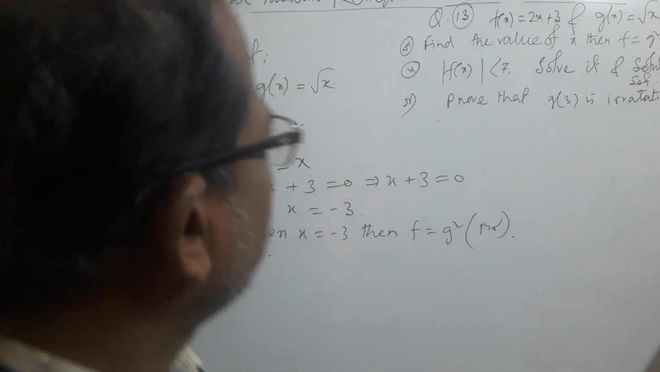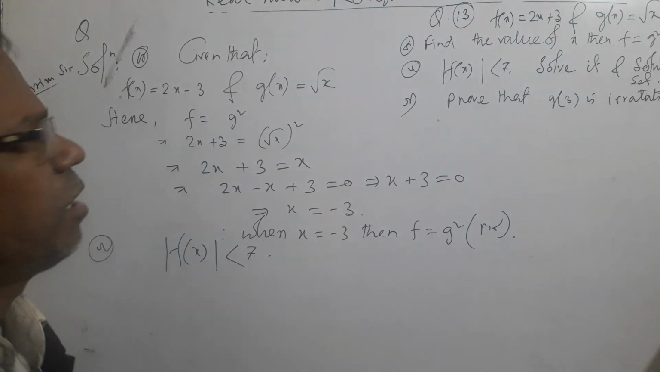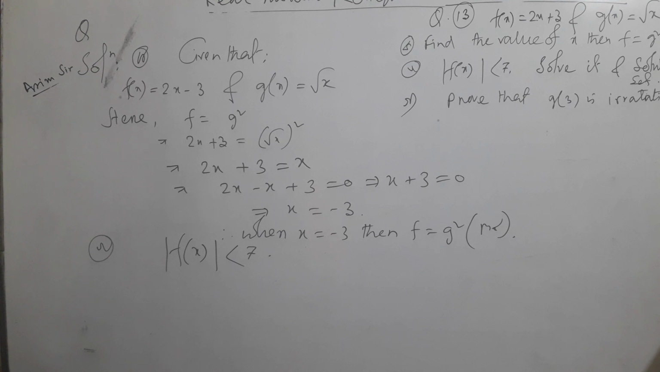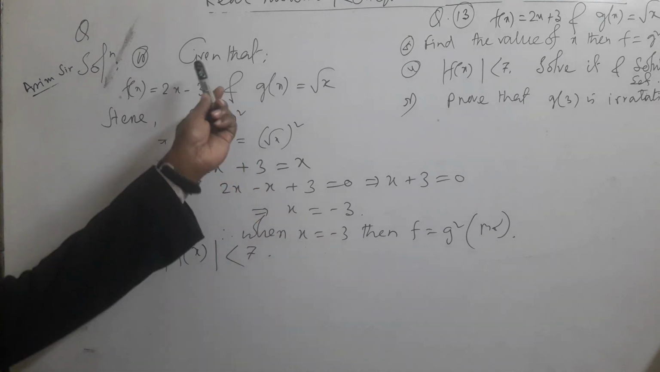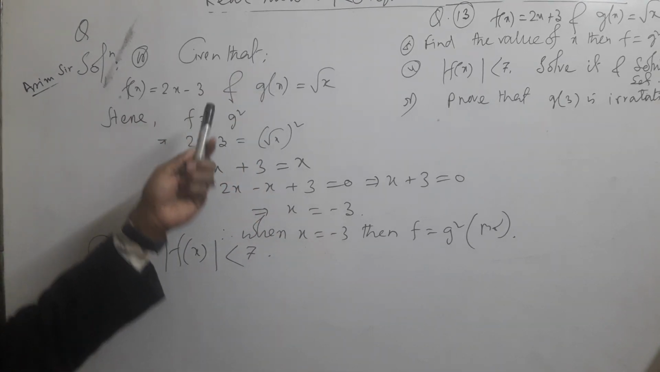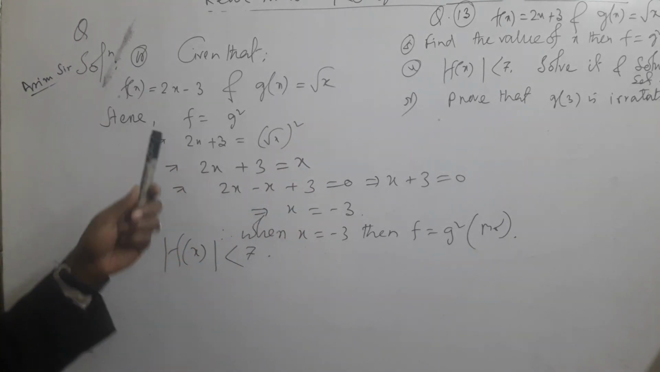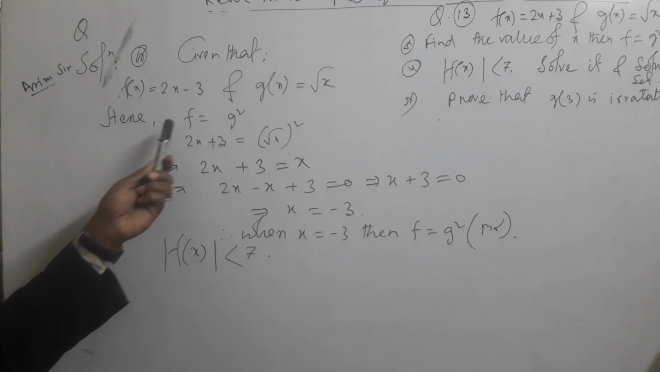So learners and viewers watching my channel and all of the students, follow this question and solve this moment. Given that f of x equal to 2x plus 3 and g of x equal to root x, so guys, we are watching f equal to g square.